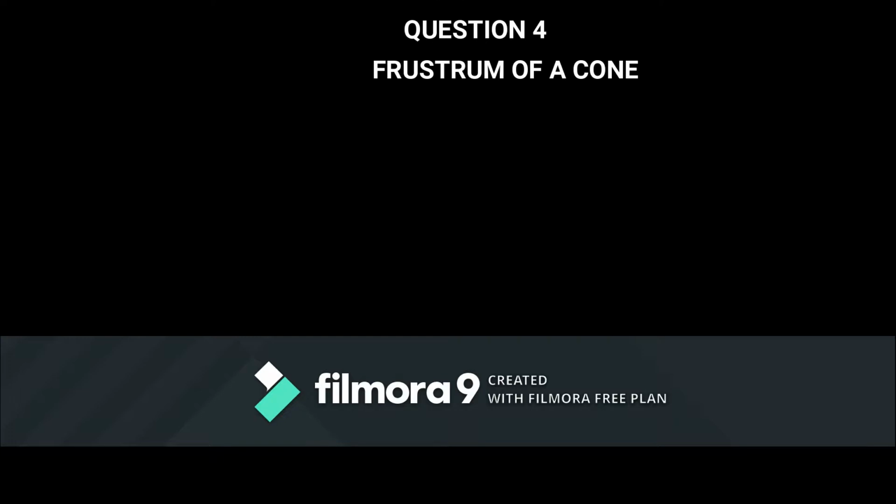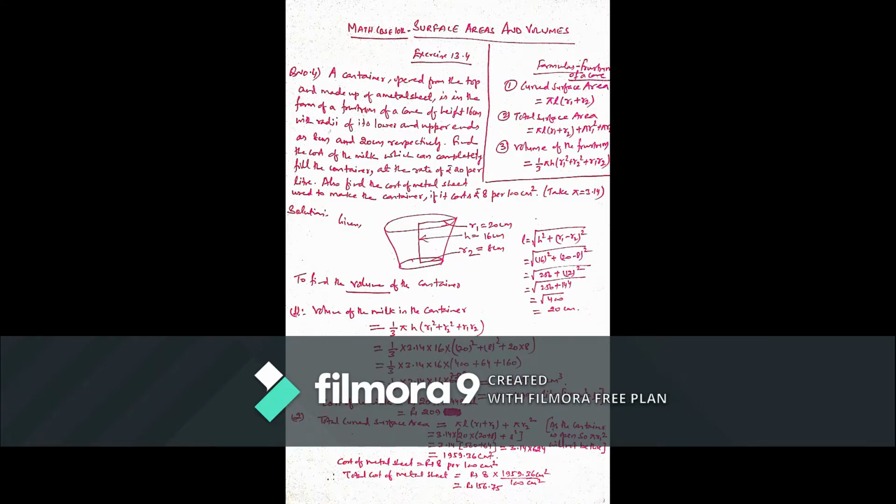One of my students has asked me to solve question number 4 and question number 5 related to exercise 13.4, which is about surface areas and volumes, and is there in CBSE Maths 10th standard. So question number 4 I am putting in this video, and in my next video I will be putting question number 5, and this is going to be beneficial even for other students also.